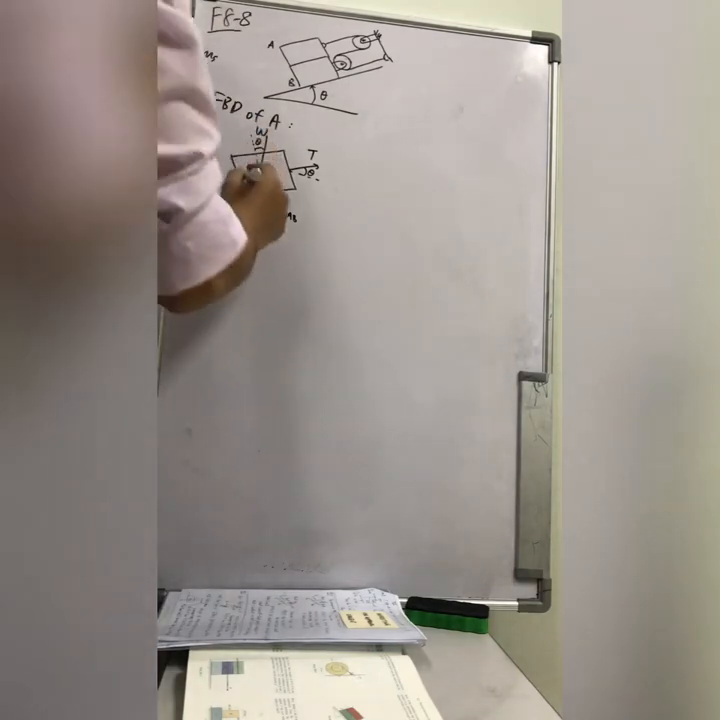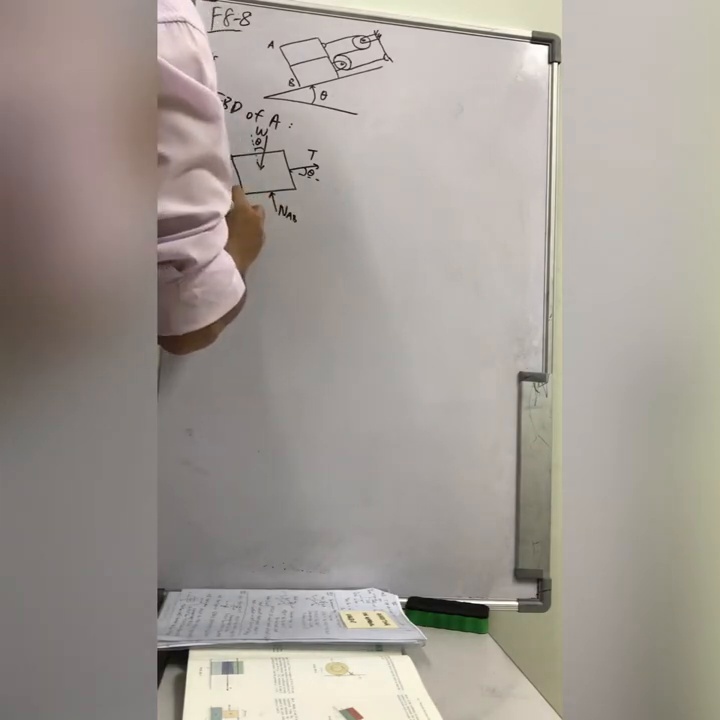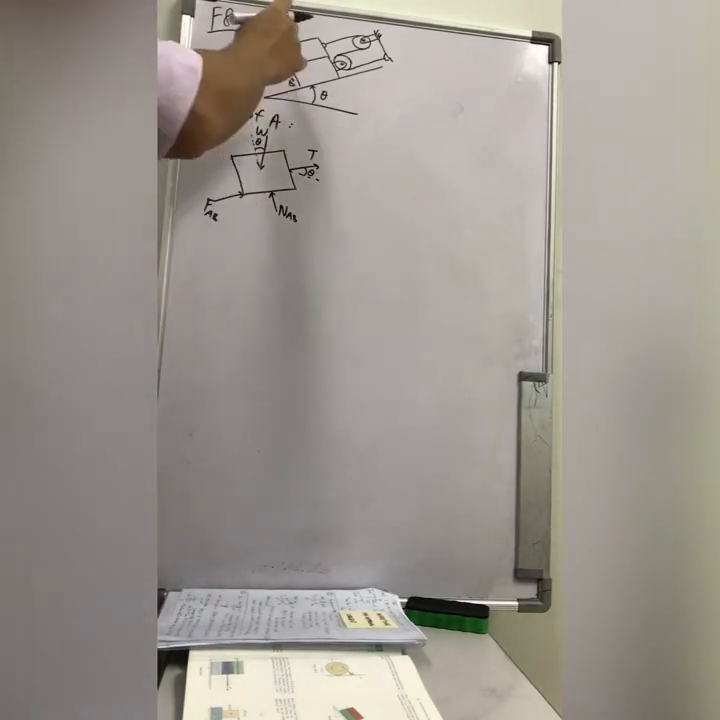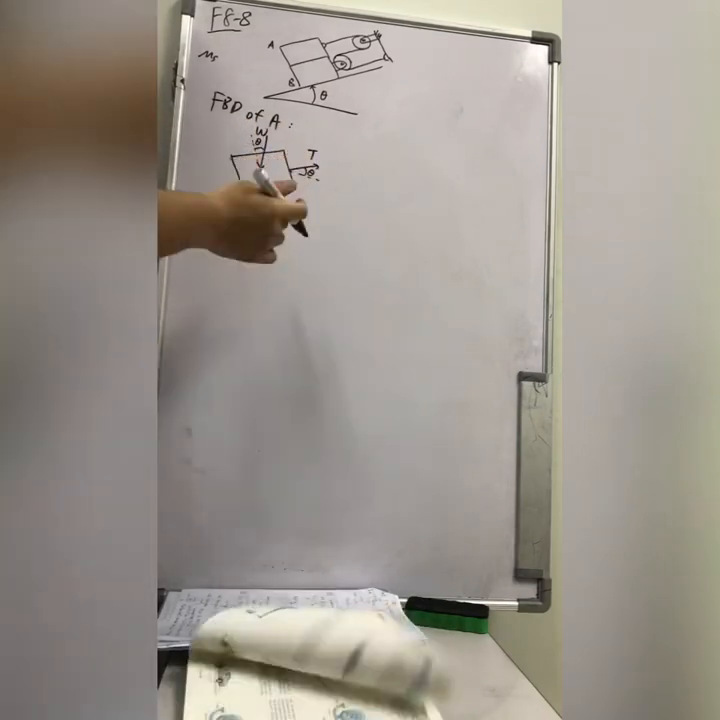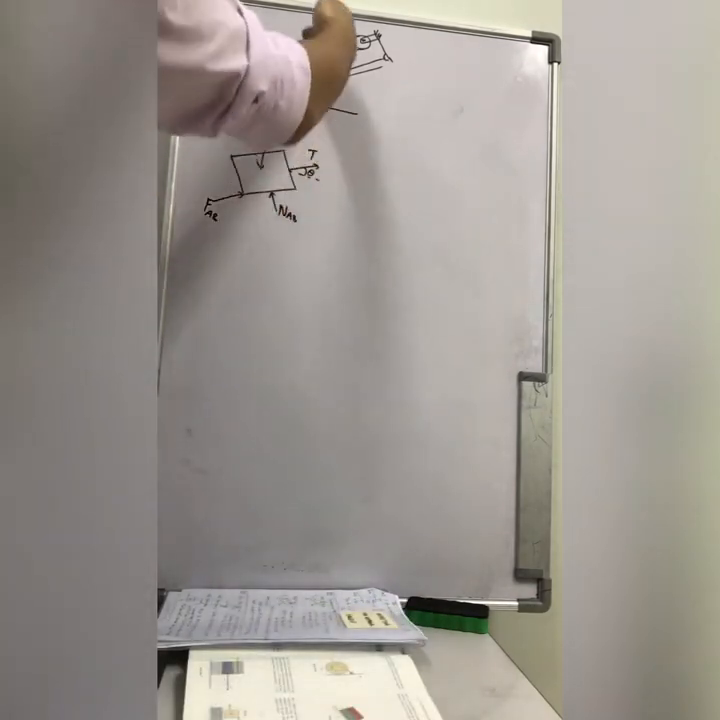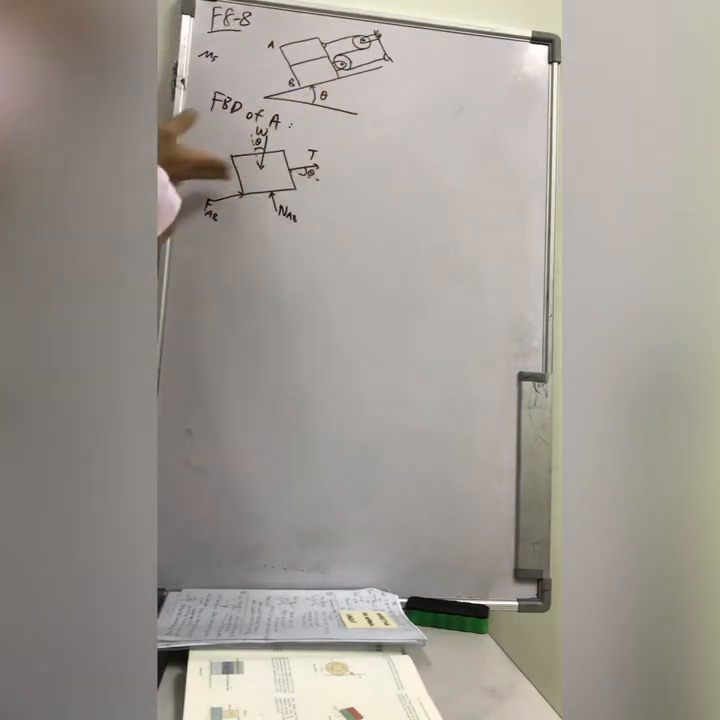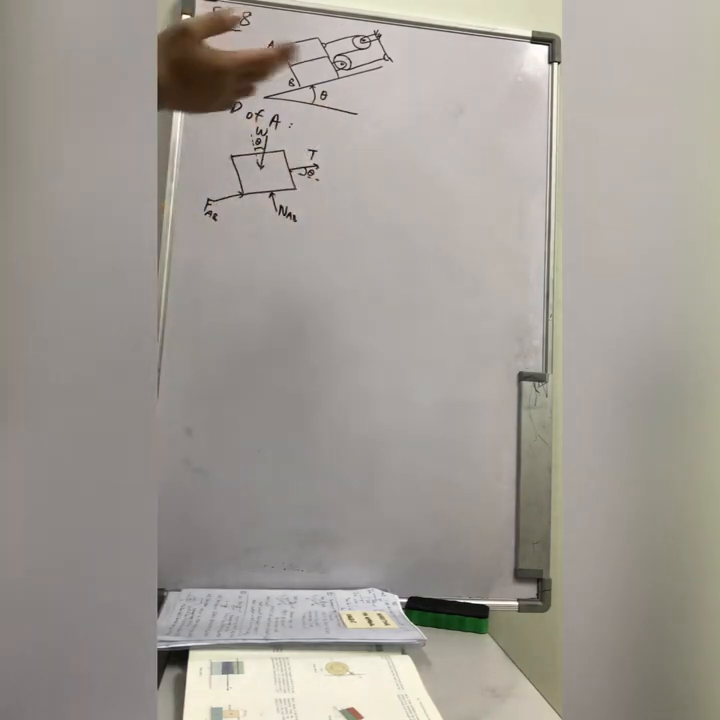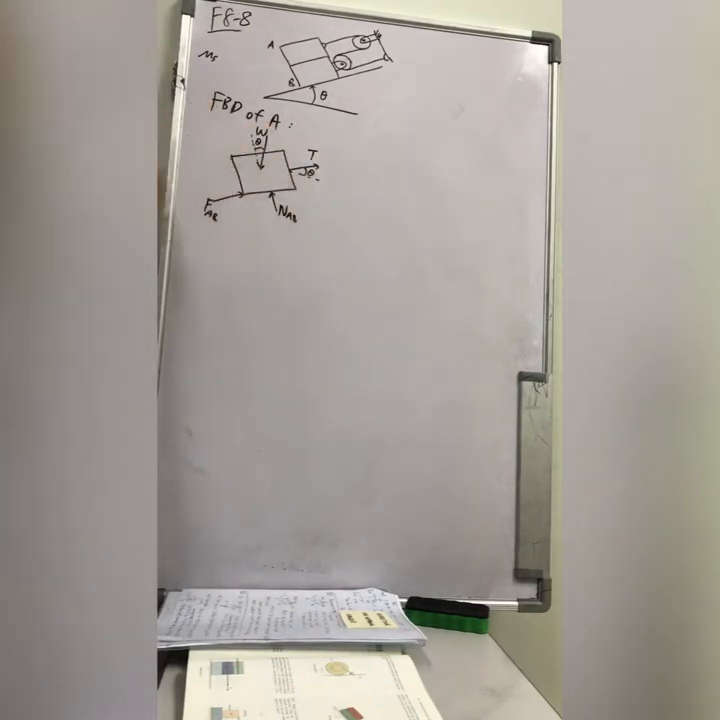What else? You have this F_AB. This is the friction force between block A and block B. Why does it go to the right? Because it will oppose the motion of sliding down due to the weight. I'm saying right meaning the horizontal component. Of course, it's not exactly to the right; it has an angle, and that angle is theta.